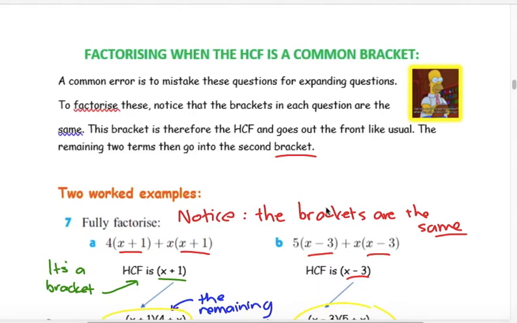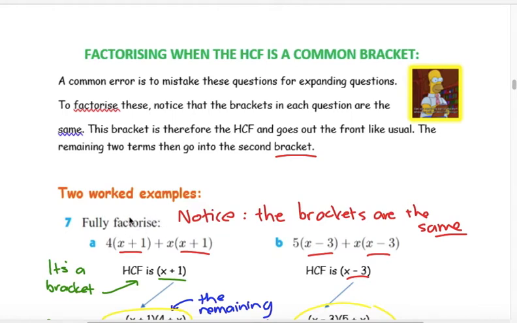So a common error is to mistake these kinds of questions for expanding questions, because if you look at a question like this, people will expand it instead because it looks like an expanding question, doesn't it? It looks like you go 4 times x, 4 times 1, plus x times x, x times 1, and then collect like terms. They look just like that.